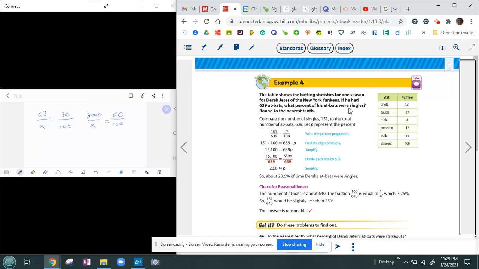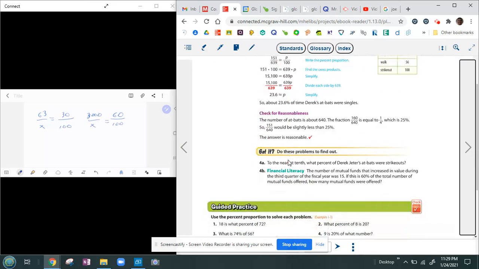What percentage of his at bats were singles? So you have to take the part from there, put it there, and then cross multiply and find that percentage. Okay, so that's how we roll.